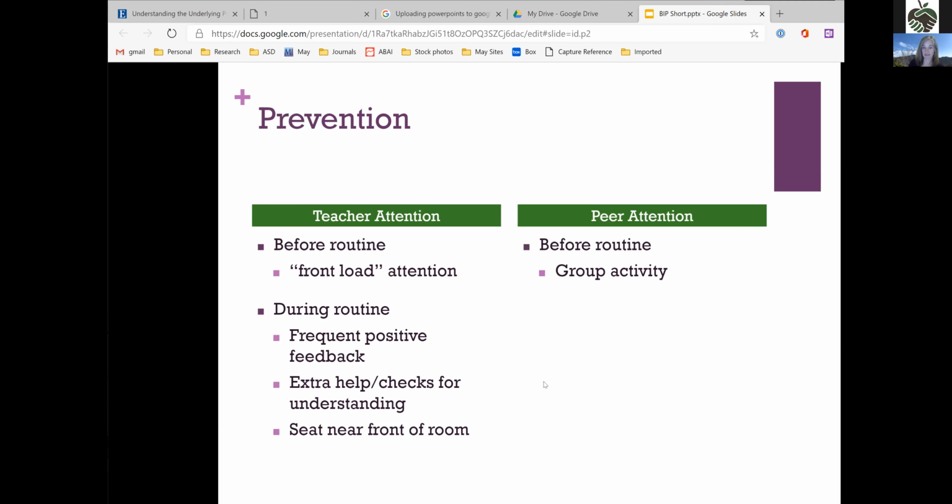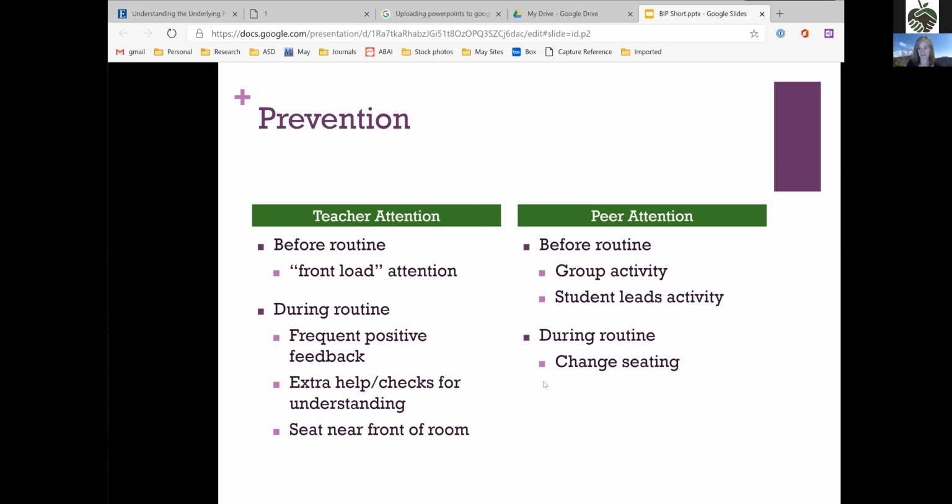Peer attention, similar kind of things. You might do a group activity before independent work so that the student is getting some peer interaction before they go into that routine where problems used to happen. I love to have students lead activities. I've noticed that a lot of times when there's a student who has some problem behavior, that's the student we don't want to have lead things because it feels like we're giving them something special. But oftentimes that very act of giving the student some responsibility or something special is exactly what they need to turn things around. So it takes some work sometimes to make these kind of things happen, but sometimes it can be really positive and powerful.